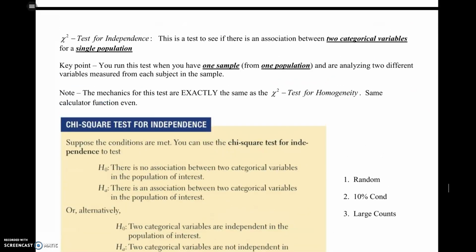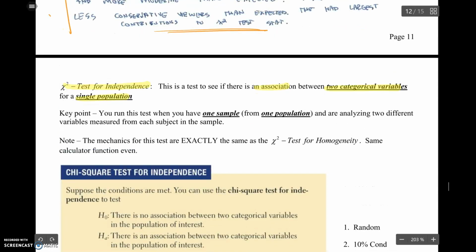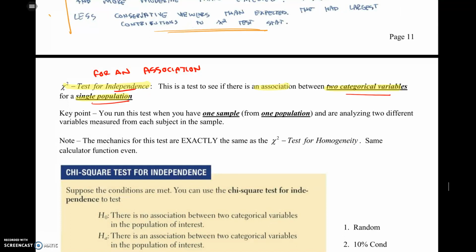All right, so now let's talk about the chi-squared test for independence. It's going to look almost exactly the same, with just a couple slight differences. First of all, the chi-squared test for independence is a test to see if there's an association between two categorical variables in a single population. Sometimes this is called the chi-squared test for an association. These are the same tests. You can use these interchangeably, whichever one you prefer. But this is a test if you have two variables from a single population. Homogeneity was one categorical variable across multiple populations. That's basically the difference.